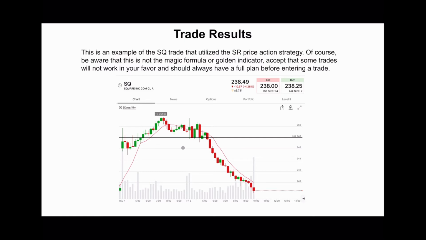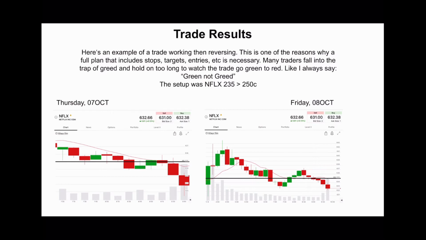Okay, so this is a trade result of something that worked initially and then reversed. Like I said, many traders fall into that trap of greed and hold on too long and watch the trade go green, exceptionally green, and then watch it go red, right? And you hear me say green, not greed, guys. Green, not greed. No matter how tiny that gain is, just keep chipping away at it, and treat it like a business.